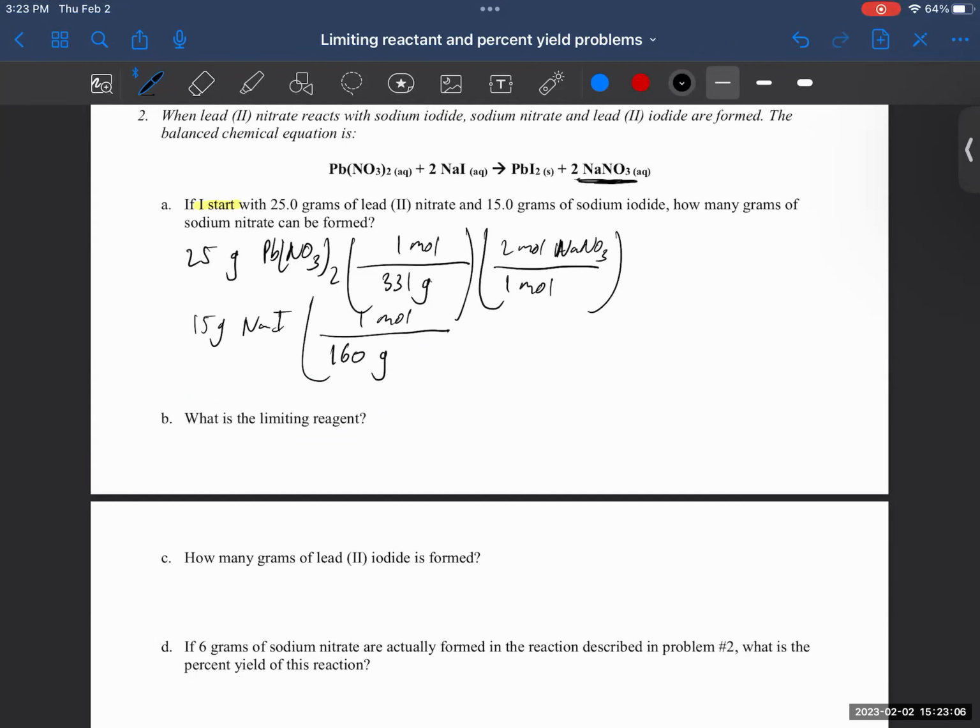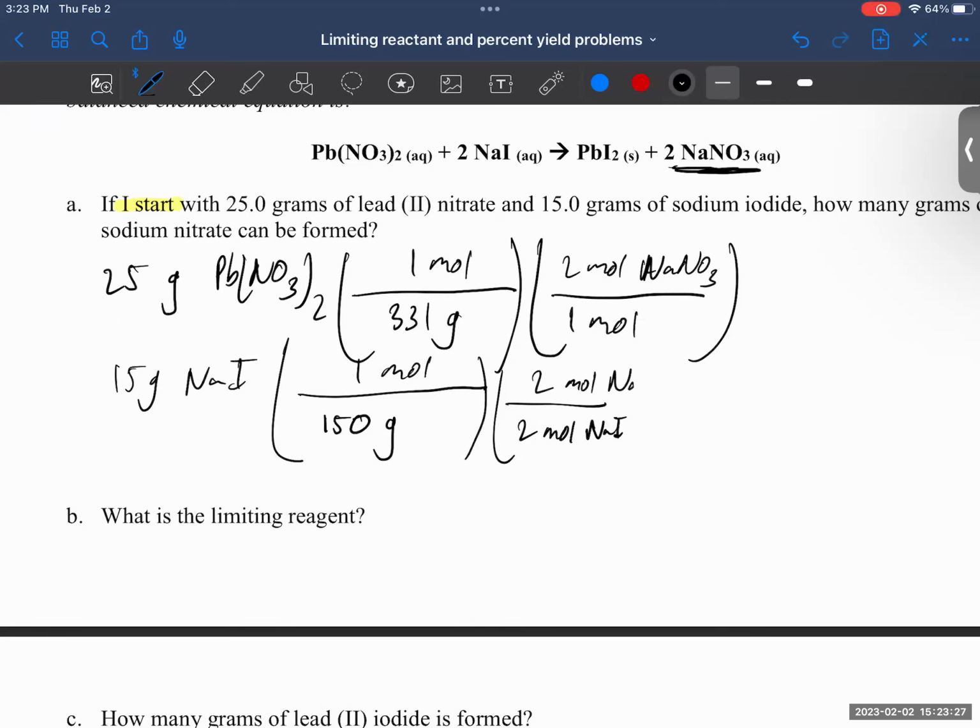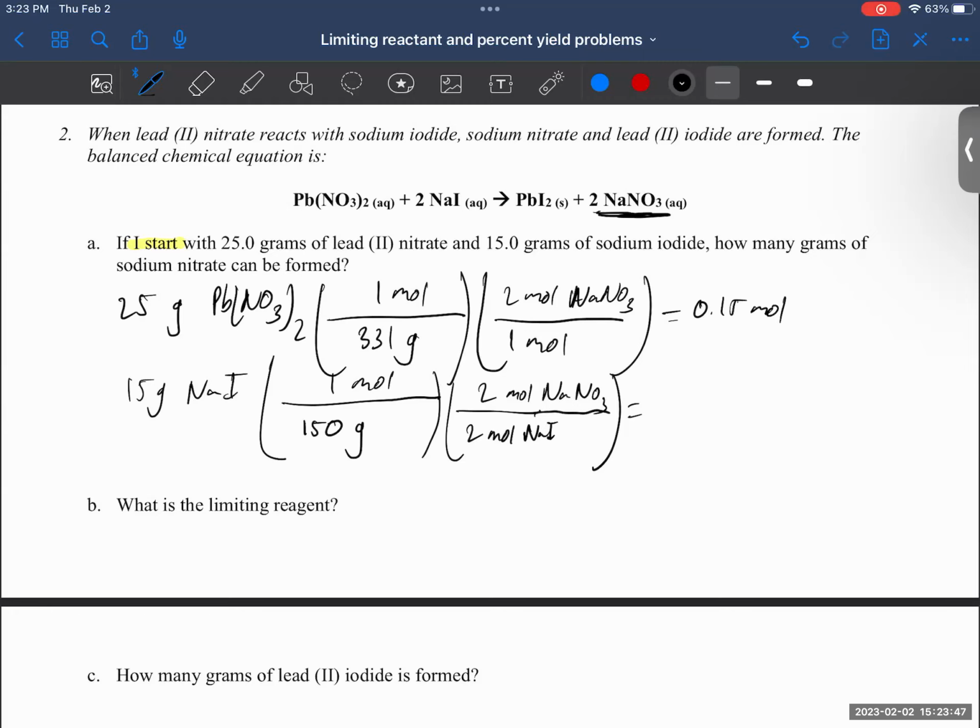And then, right, you got to look at your mole ratios. So for every 2 moles sodium iodide, you have 2 moles of sodium nitrate, which is the same thing as a 1 to 1. So however many moles of sodium iodide, that's how many moles of sodium nitrate you have. All right, then if you grab your calculator, solve this out, divided by 331 times 2, you'll get 0.15 moles of this. And then if you do 15 divided by 150, that should be 0.1. Yeah, it's 0.1 exactly. 0.1 moles.